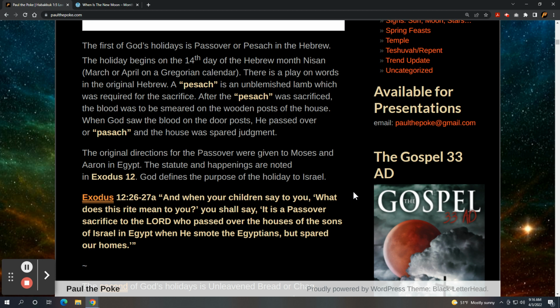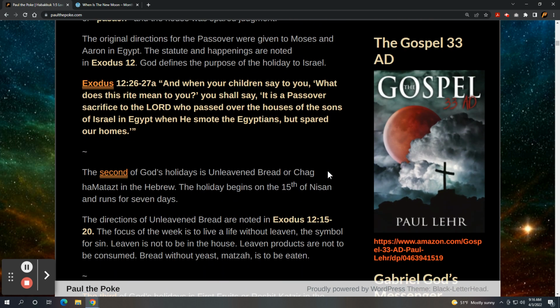And the imagery is there. You know, smear the blood on the wood post, which points to the cross. So foreshadowing of Christ in the Passover.